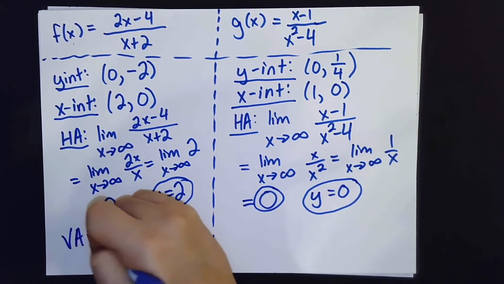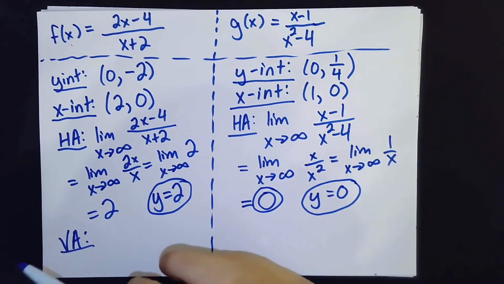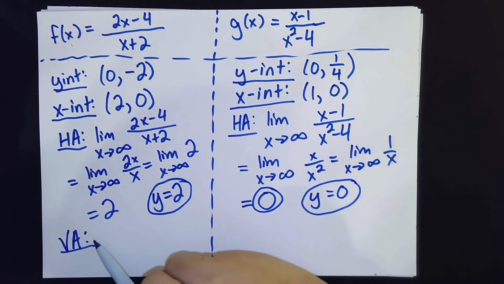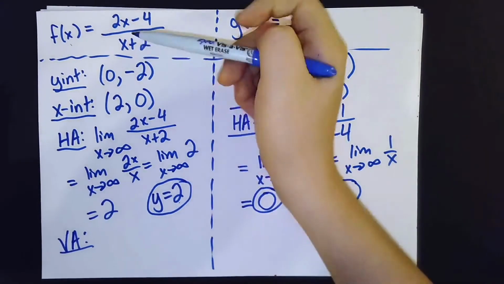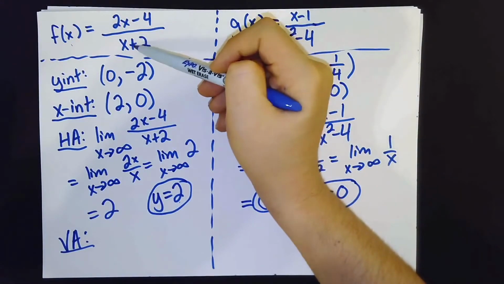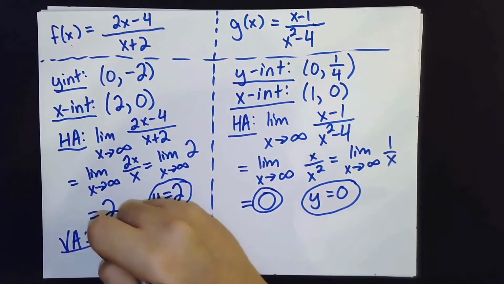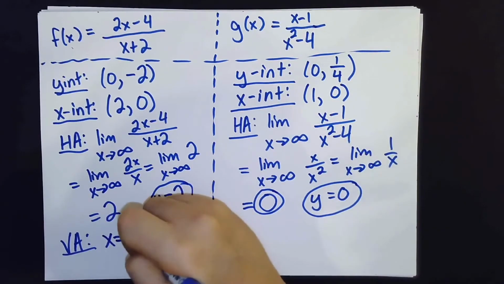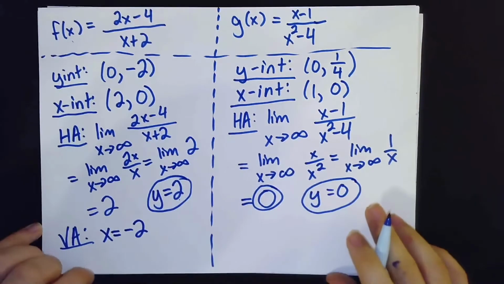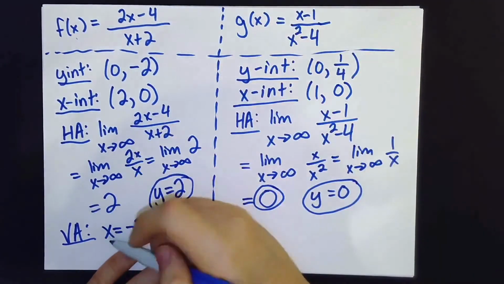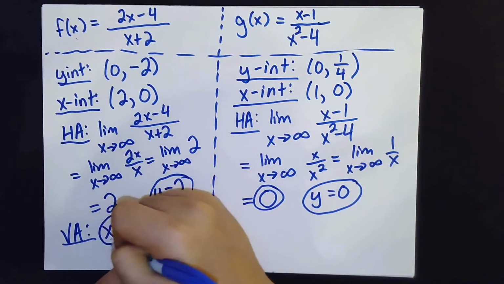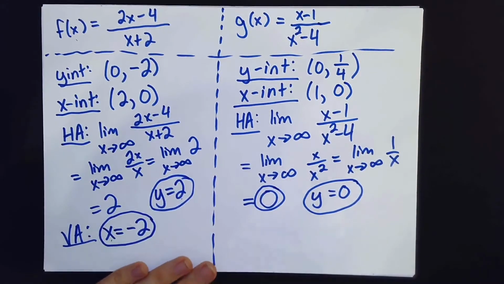What about the vertical asymptotes? Well, the vertical asymptotes come from places where the denominator is 0. In this case, x plus 2, that's 0 when x is minus 2. And so my vertical asymptote here is x equals minus 2. And because it's a vertical line, I write it just like that, x equals minus 2. That's the equation of my vertical asymptote. That's my only vertical asymptote.